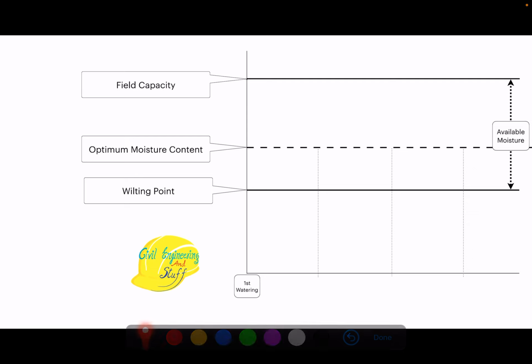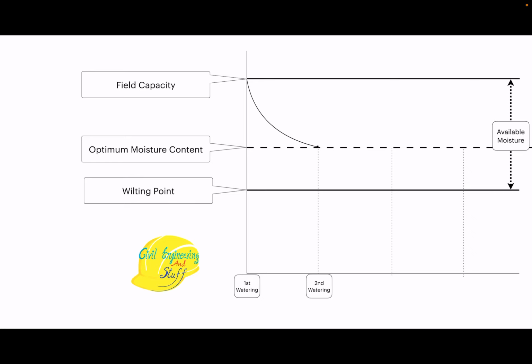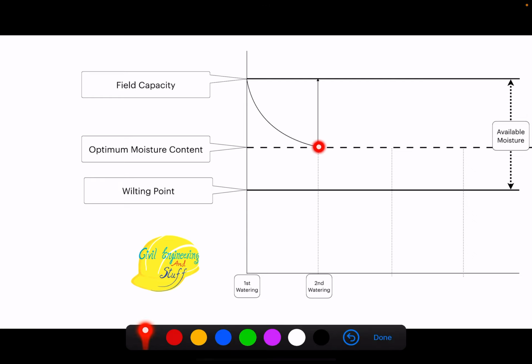After a certain period of time, the moisture content of the soil will start to decrease from the field capacity. The crops and plants will consume the moisture, and the moisture content of the soil will decrease. So as soon as the moisture content of the soil reaches the optimum moisture content level, at this point we should do the second watering. By doing so, the moisture content of the soil will again reach back to the field capacity level.